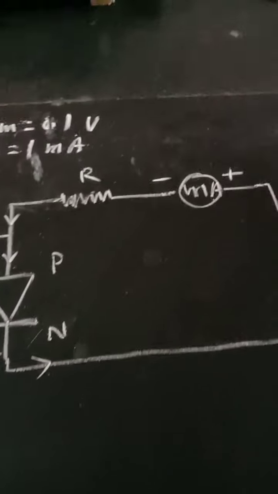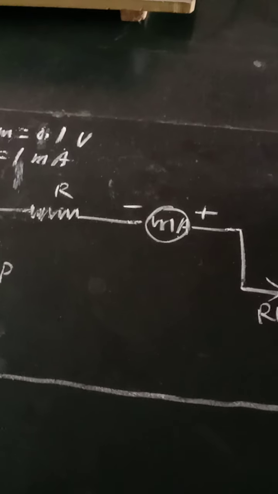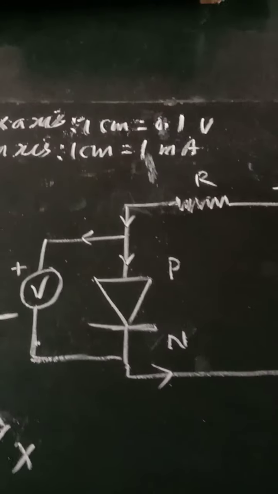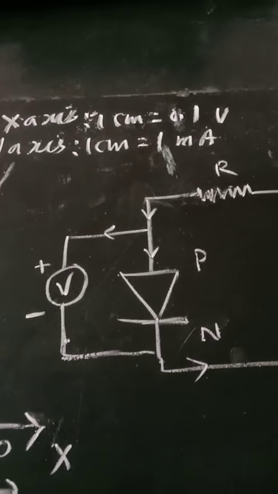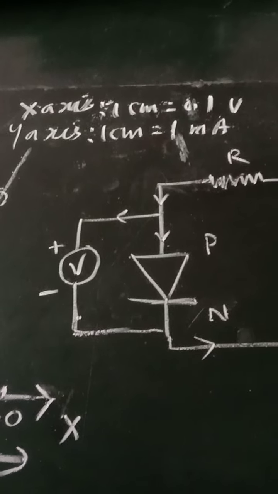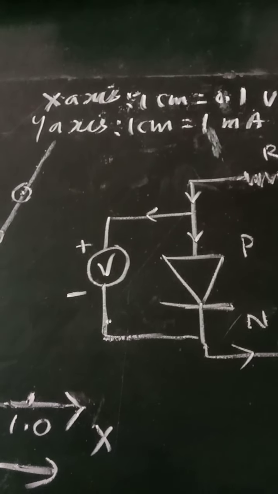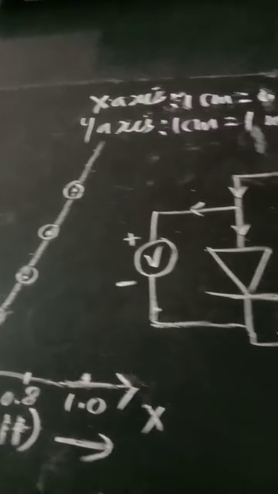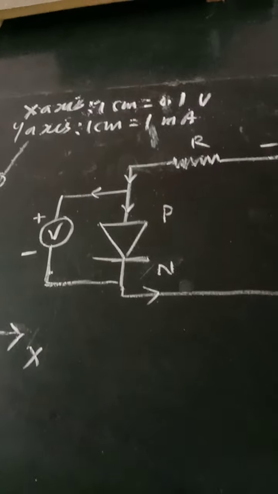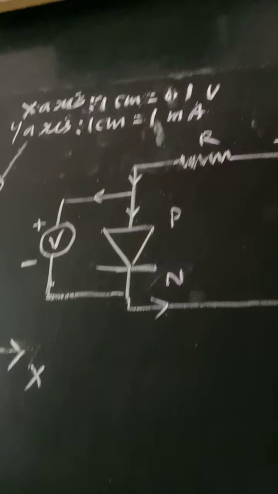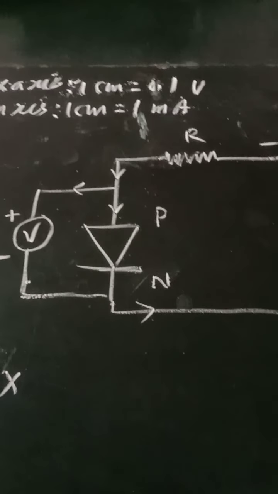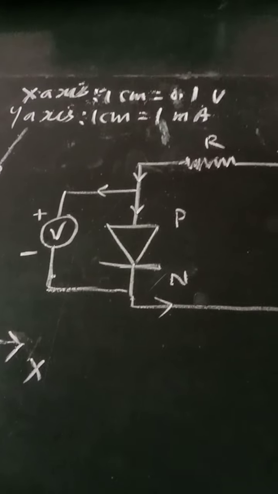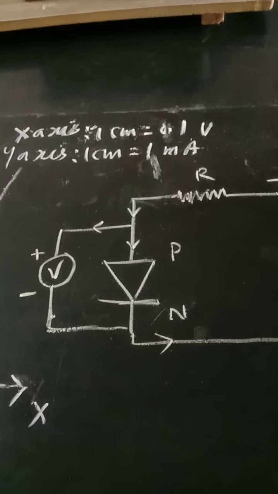And therefore at last we will have to write the result and precautions. The result will be: knee or threshold voltage from the forward bias characteristics, that is, the IV characteristics, equal to 0.6 volt. So that will be the knee voltage or threshold voltage for this PN junction diode. So that will be the result. Then there will be some precautions.